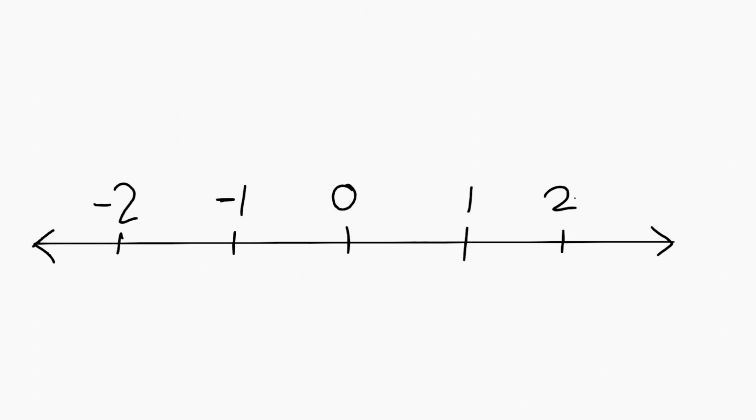This is the number line. Over here is 0, here are the numbers greater than 0 and here are the negatives. This makes understanding different numbers easier.